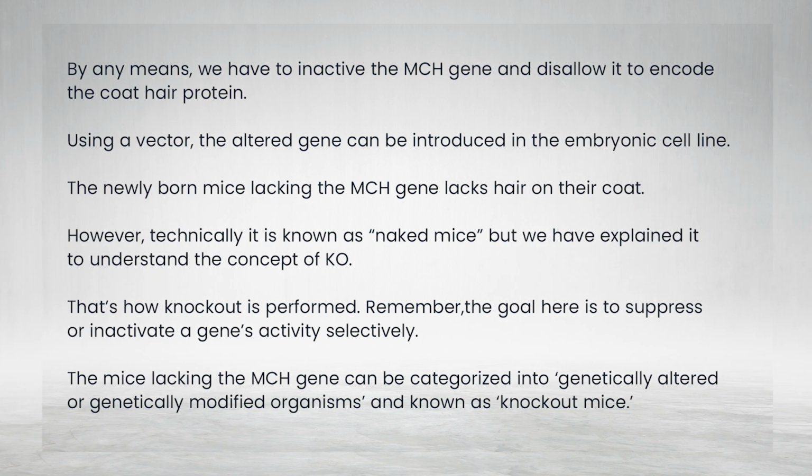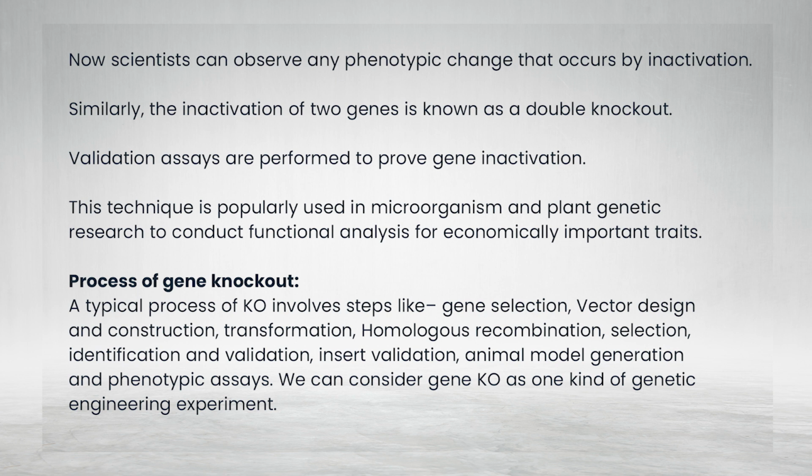However, technically it is known as naked mice, but we have explained it to understand the concept of knockout. That's how knockout is performed. Remember, the goal here is to suppress or inactivate a gene's activity selectively. The mice lacking the MCH gene can be categorized into genetically altered or genetically modified organisms, which are known as knockout mice. Now, scientists can observe any phenotypic change that occurs by inactivation.